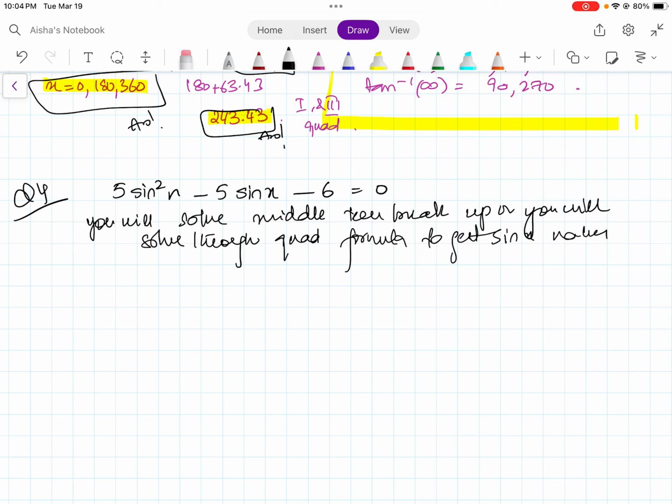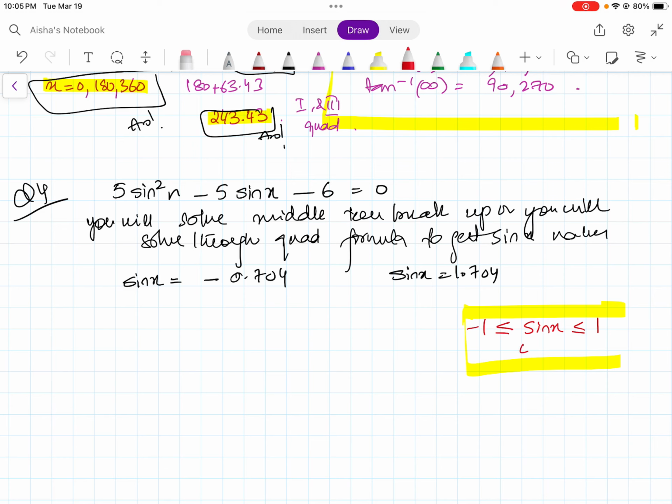Now I am using the quadratic formula, but I am not doing the working because I am assuming this is a quadratic equation and all of you can solve it. So I get sin x equals minus 0.704 and the next value is sin x equals 1.704. Another important point to note is that sin x value maximum is 1, minimum minus 1. Cos x maximum 1, minimum minus 1. So you have to reject this value.